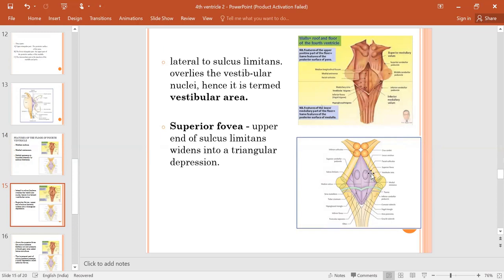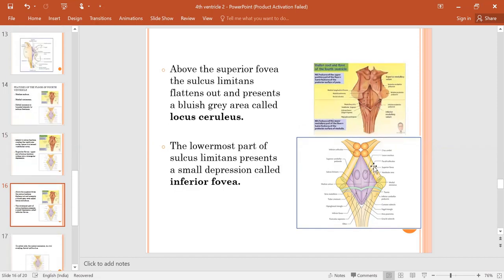The upper part of this sulcus limitans widens into a triangular depression that is called the superior fovea.